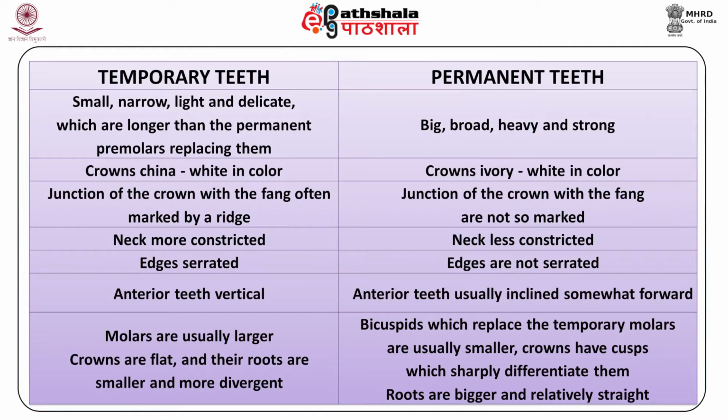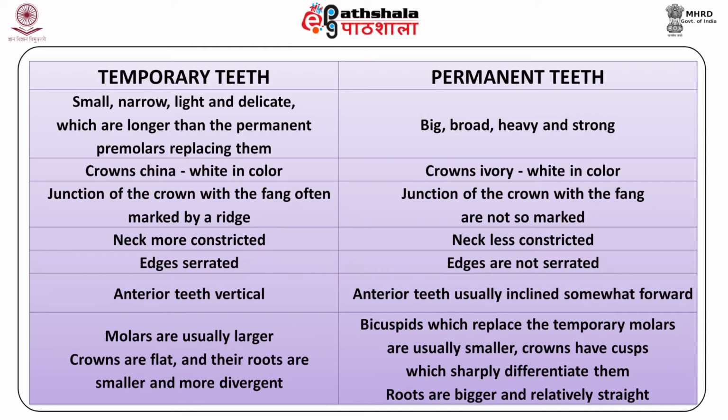the permanent teeth. So starting with the temporary teeth, they are small, narrow, light and delicate, and longer than the permanent premolars replacing them, whereas permanent teeth are big, broad, heavy and strong. In temporary teeth, the crowns are china white in color. In permanent teeth, the crowns are ivory white in color.